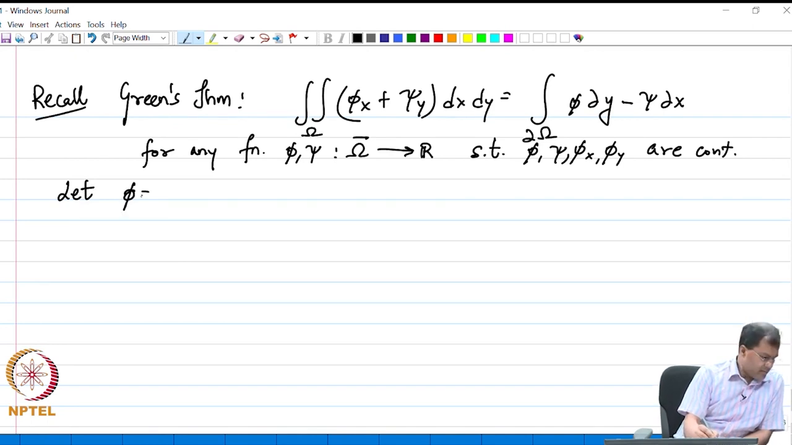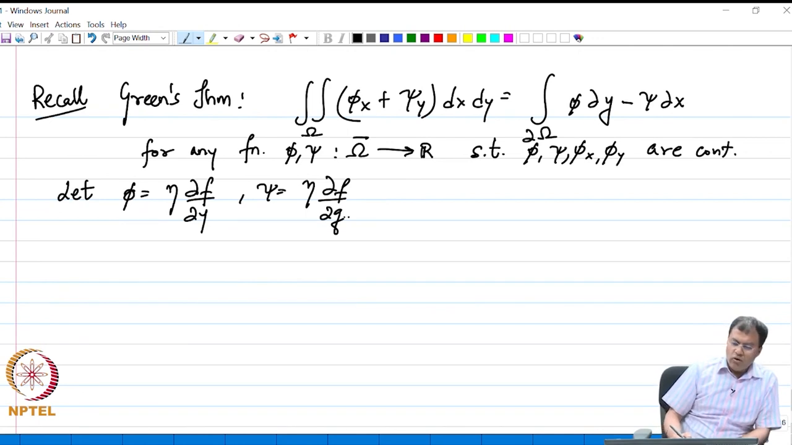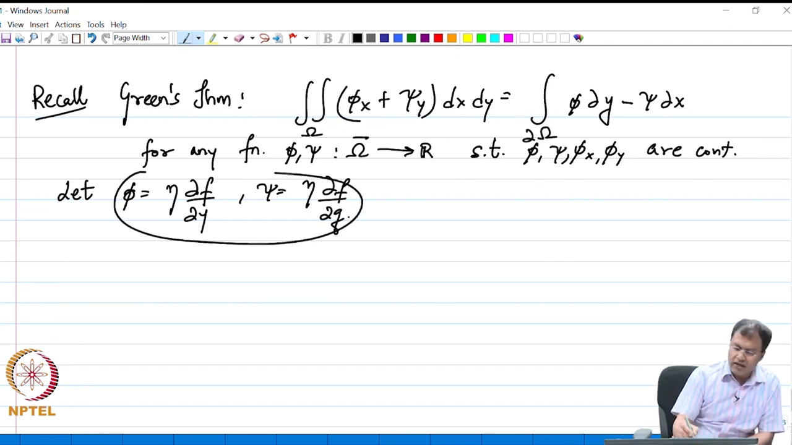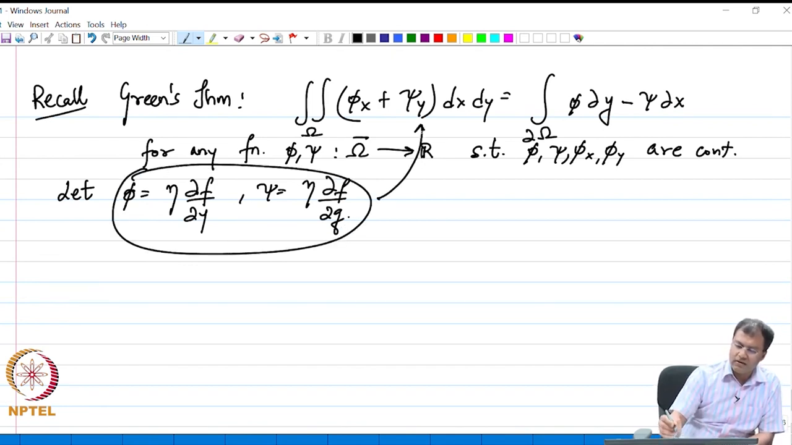So let phi be equal to eta times del f del p and psi be eta times del f del q, right? So I am going to use Green's theorem for a particular set of phi and psi which are described by these following quantities. So let us now replace these two quantities in the left hand side of this theorem. When we do that, we apply Green's theorem.